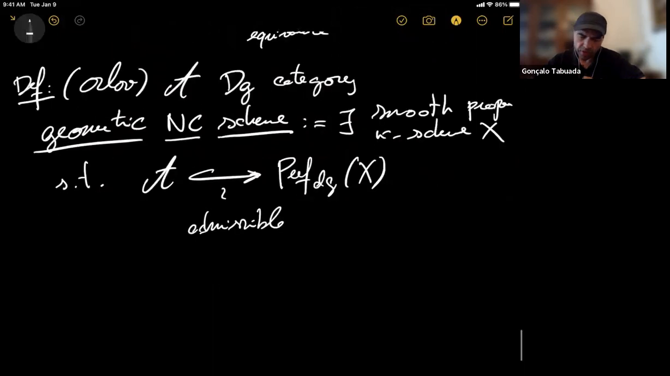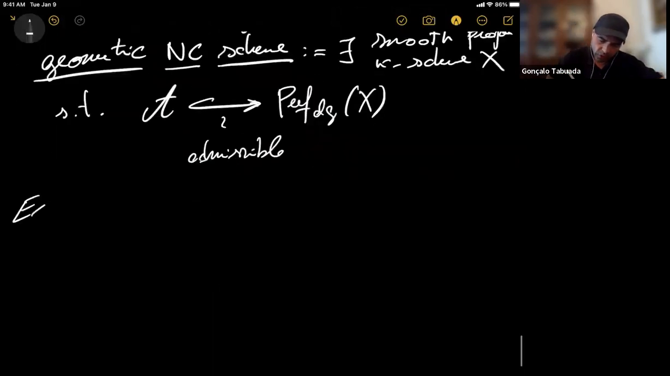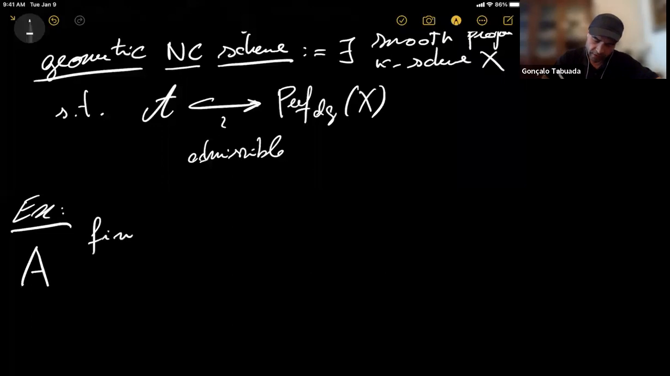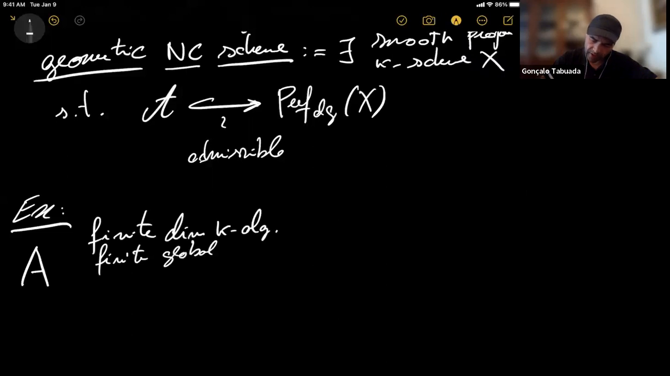And it's interesting because a lot of non-commutative objects are actually geometric in this sense of Orlov. For example, if you have a finite dimensional k-algebra A which is of finite global dimension, and suppose also that when you mod out A by its Jacobson radical, this k-algebra is k-separable.